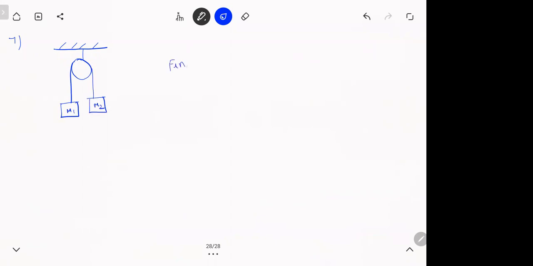So two blocks M1, M2, find acceleration and tension in the string. And here a doubt will come, sir, which one is greater? It doesn't matter. You take M2 greater than M1. Getting it? If you think M1 is greater, you get a minus sign. So the sign will take care of it. You need not worry.